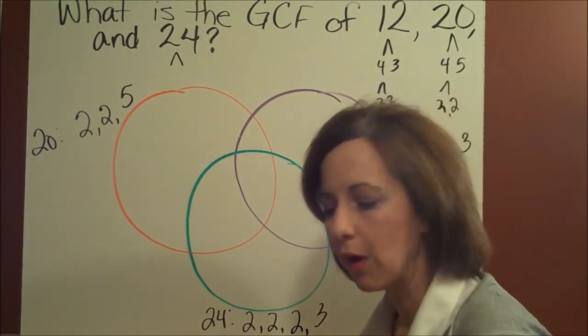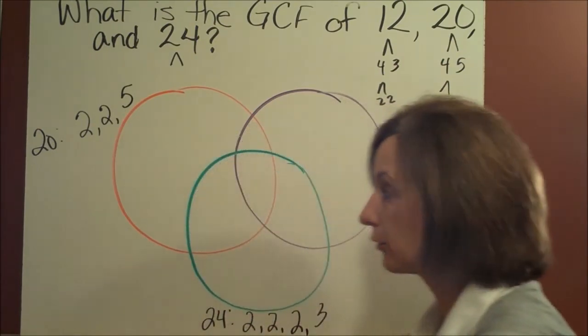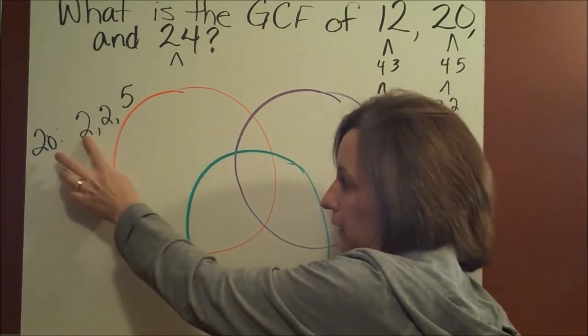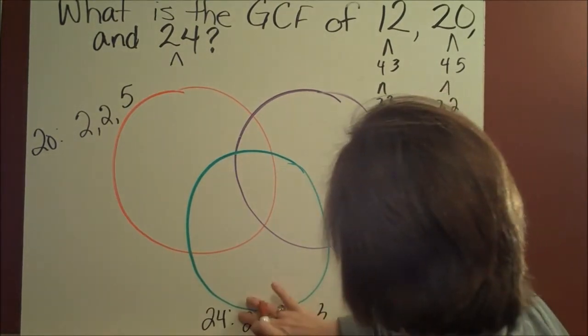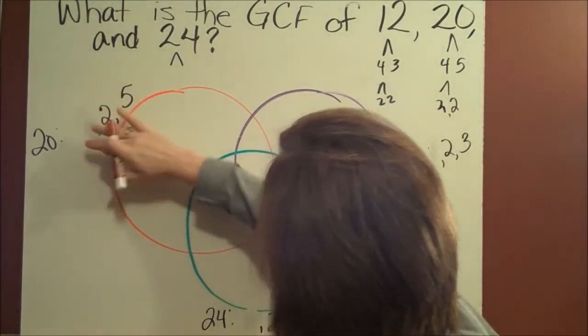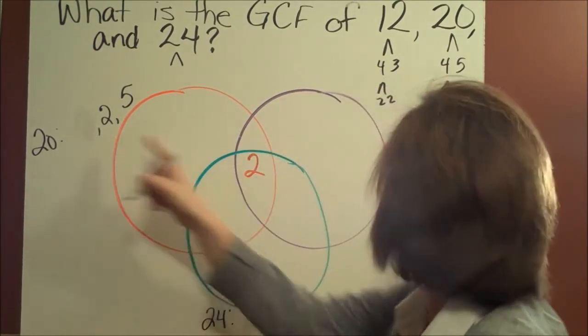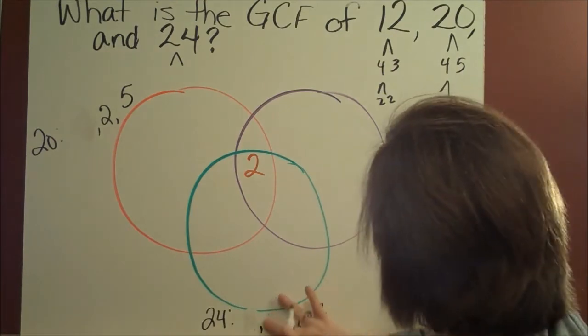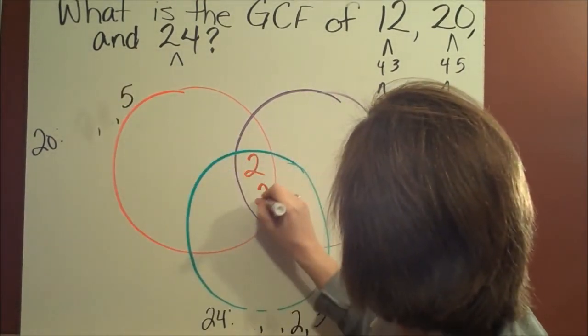Now we're looking for what all of them have in common, and we're going to take it from each line and put it directly in the center. So I'm looking at a 2 and a 2 and a 2. I'm going to take a 2 from each line and put it in the center. And now I have a 2 and a 2 and a 2. I have another set that I can put in the center.